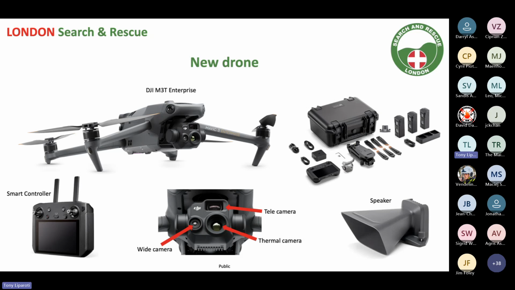This is the drone that we're using mainly, the DJI M3T. I consider this drone exceptional because it's compact and can be transported very easily in a backpack, but it's the sensor that is providing that major capability, of which I will provide a number of examples in the next few slides.